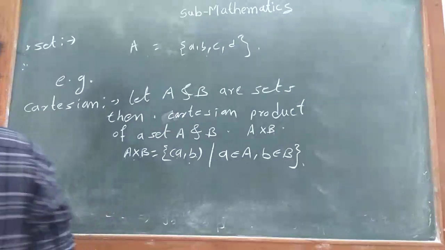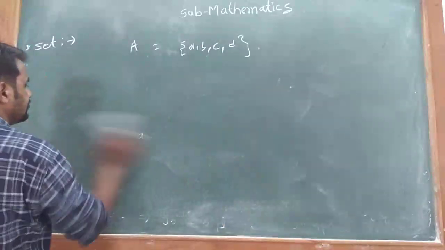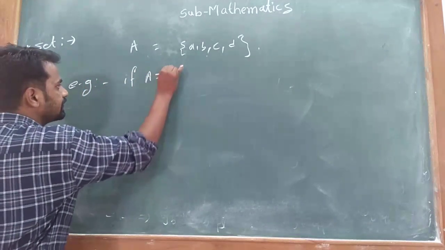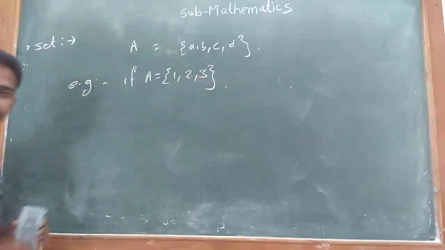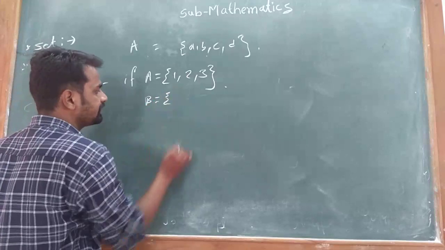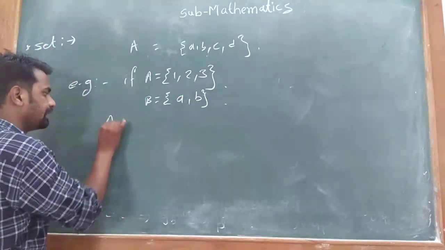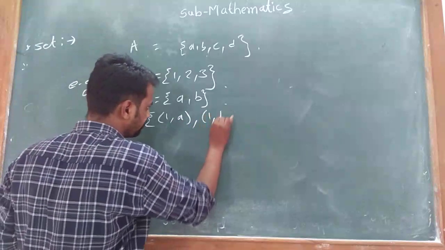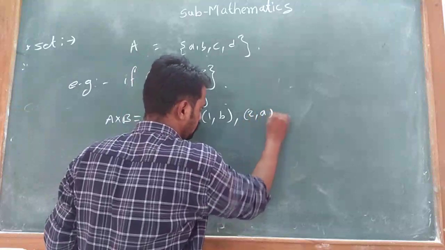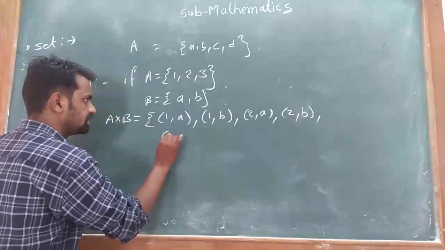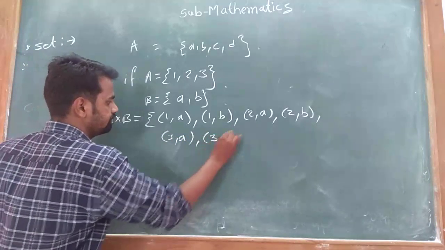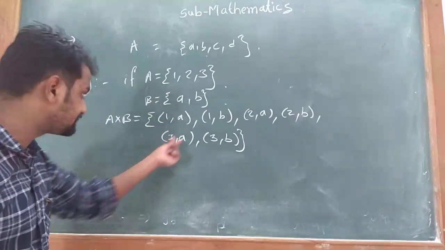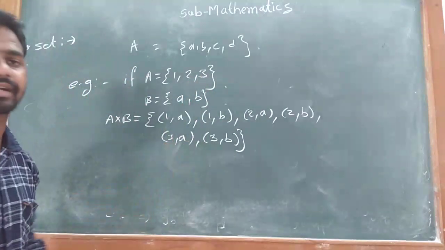For example, if A is equal to {1, 2, 3} and B is equal to {a, b}, then A cross B is equal to the set containing (1,a), (1,b), (2,a), (2,b), (3,a), (3,b). Therefore, in the Cartesian product A cross B, the first element is from the first set and the second element is from the second set. It is called the Cartesian product.